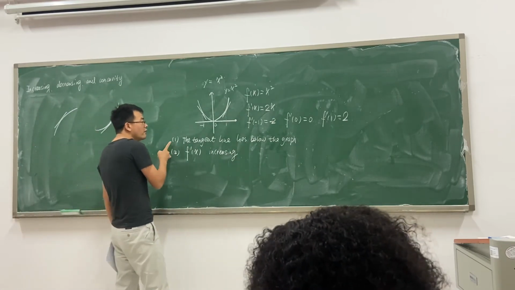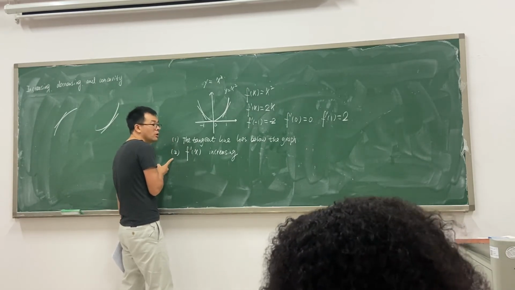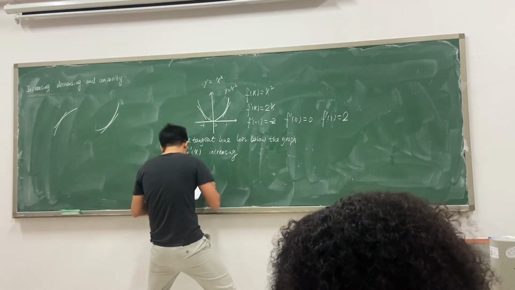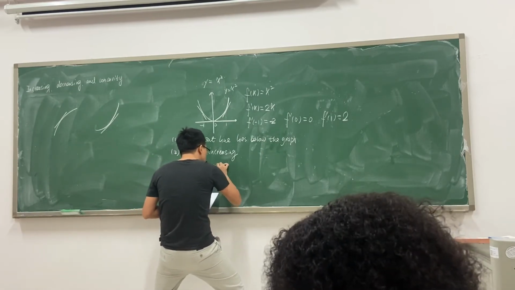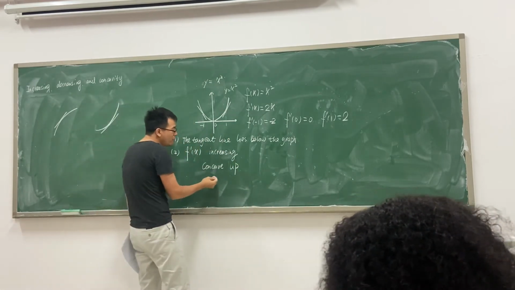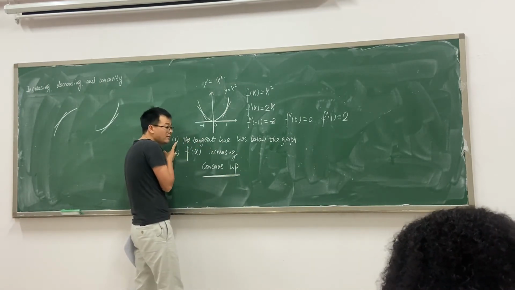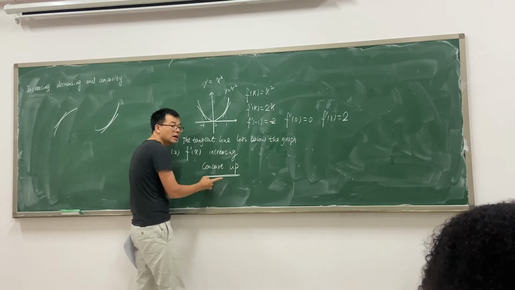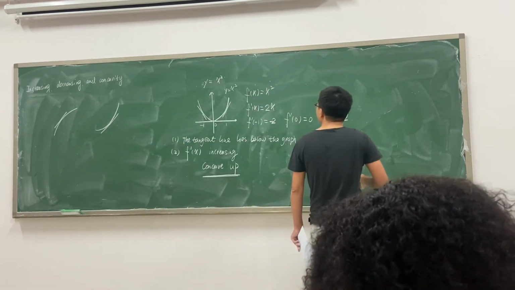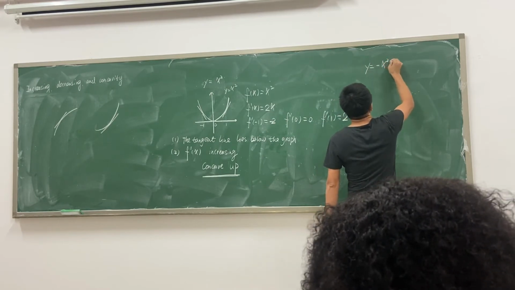So for a graph, we have this factor or this factor. We call it what? We call it concave up. So if a function has this factor or this factor, we call it concave up. Concave up.